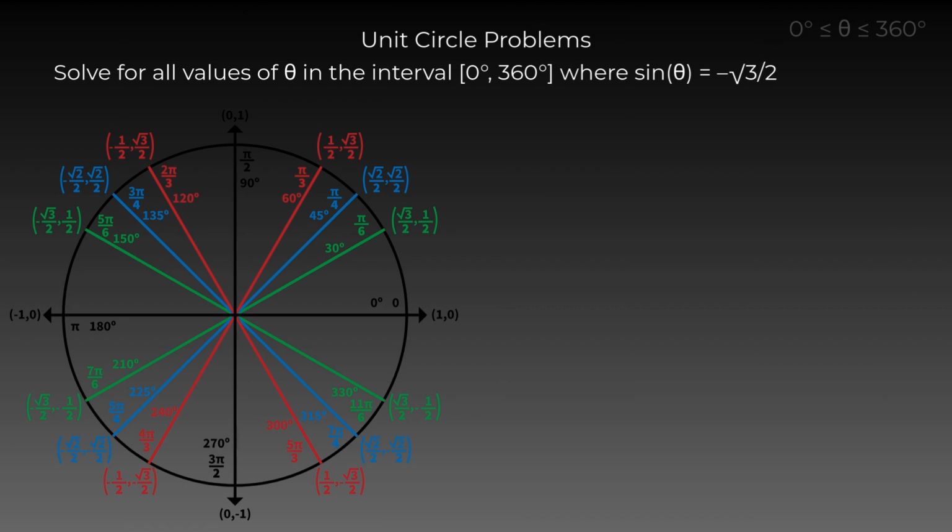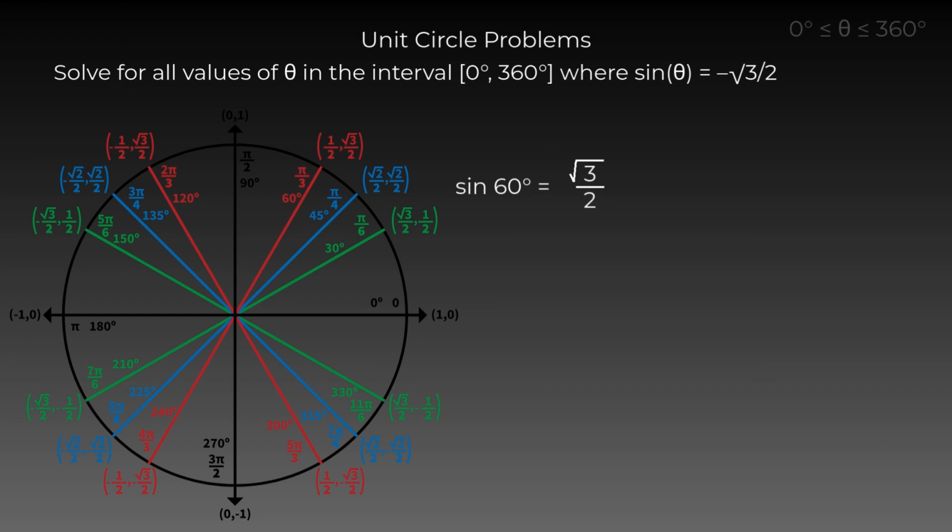Sine theta equals square root of 3 over 2. From the unit circle, we know that sine of 60 degrees equals square root of 3 over 2. So, the reference angle is 60 degrees. Now we use this reference angle to determine the actual angles in quadrants 3 and 4.